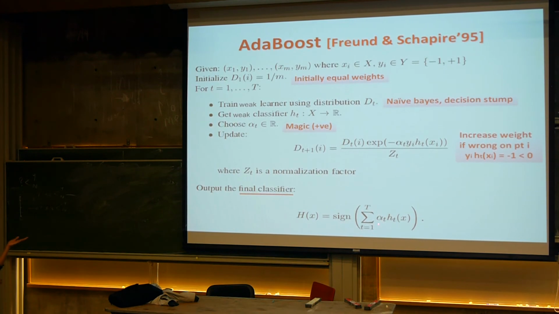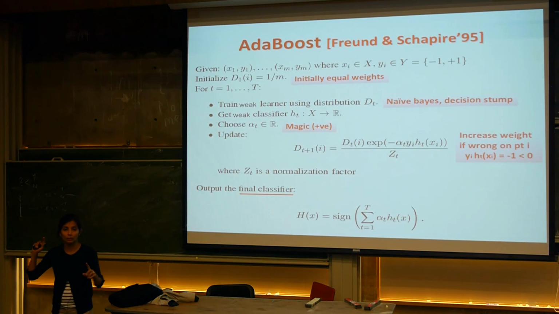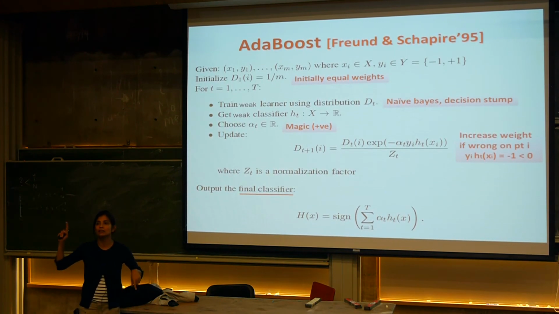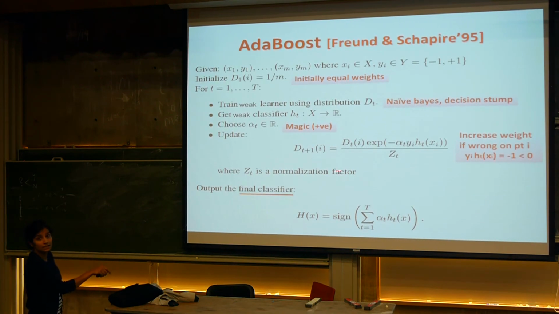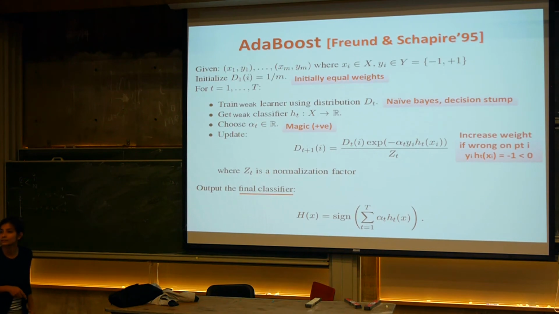It's just the sign of a linear combination of your weighted classifiers, weighted by this weight alpha t for each classifier. So there are two sets of weights here that you have to be careful about. One is the weight on the data points, and another is the weight on each classifier. The weight on the data points, this is how you update them, that's dt. The weight on the classifier is alpha t, that I'll tell you in a minute how to set.